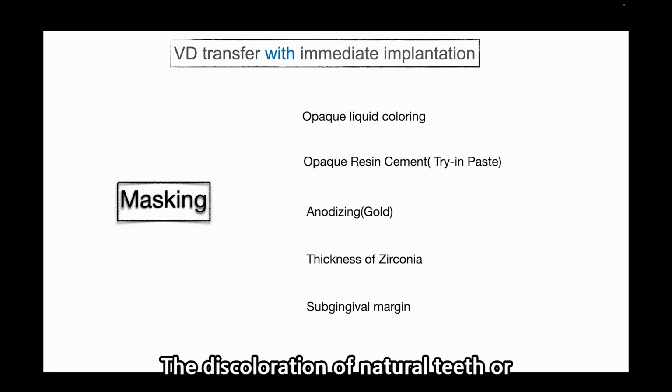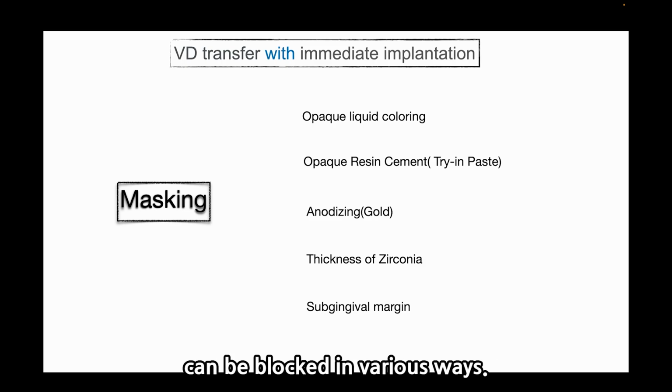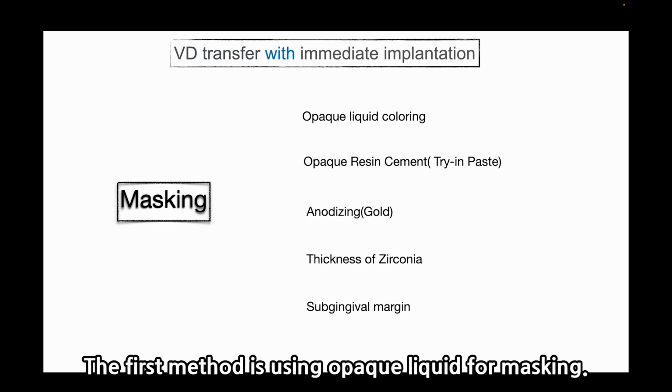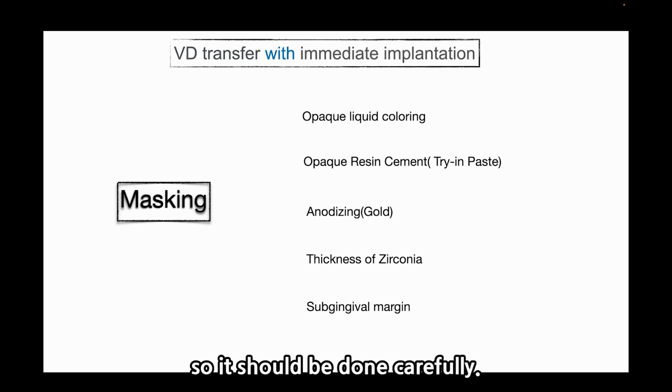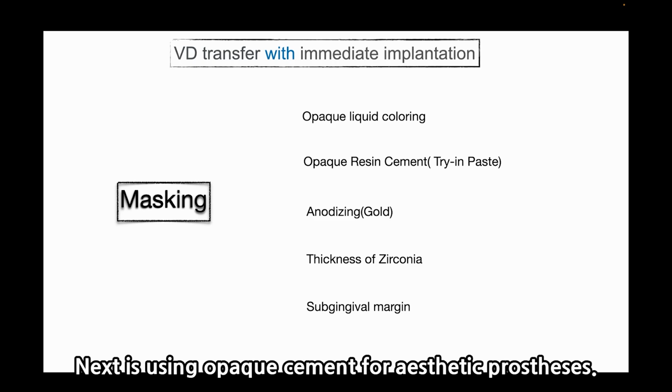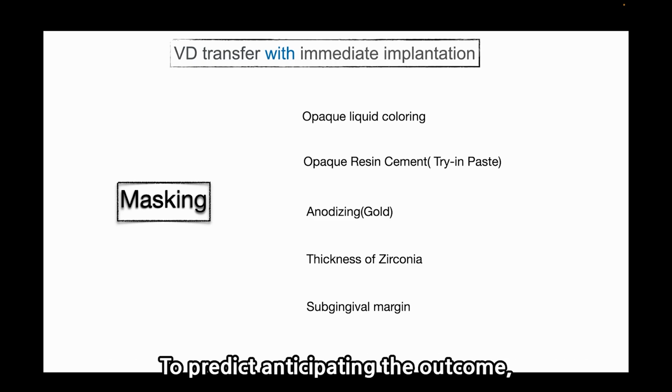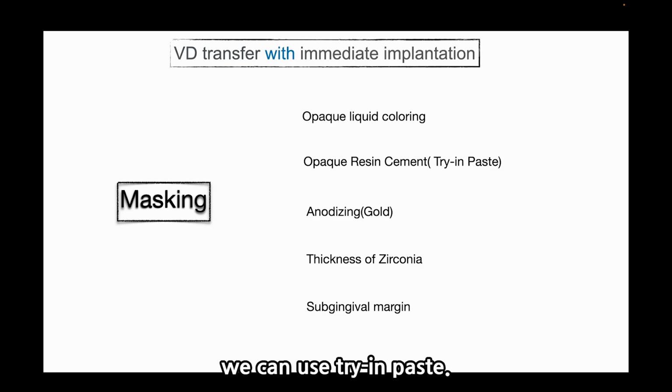Discoloration of natural teeth or the dark color of a titanium abutment can be blocked in various ways. The first method is using opaque liquid for masking. This process can reduce transparency, so it should be done carefully. Next is using opaque cement for aesthetic prosthetics. To predict the anticipated outcome, we can use try-in paste.